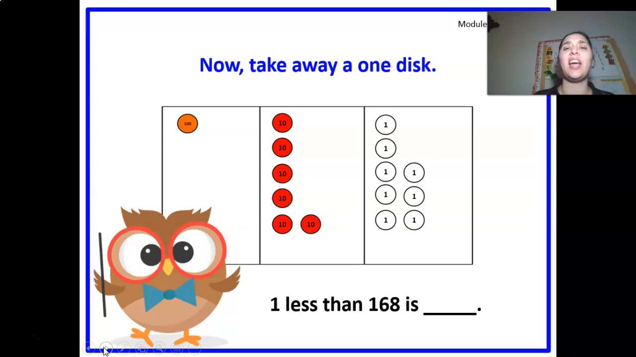So now we're going to take away one disc. So here we go. We have 168. We're going to take away one, and we know that 1 less than 168 is, look at it, 167. 1 less than 168 is 167.